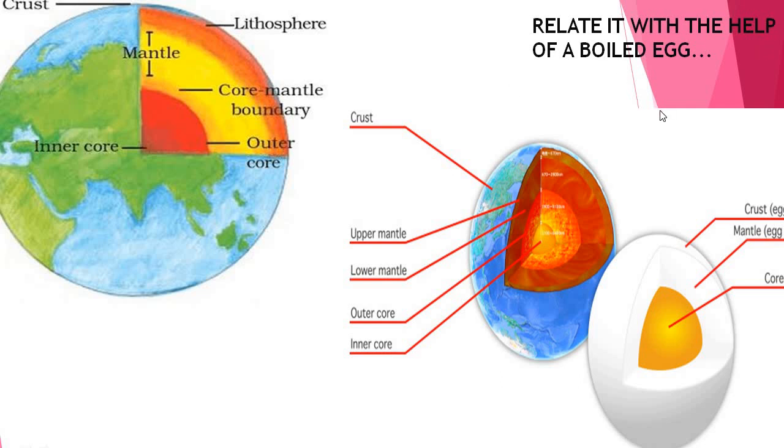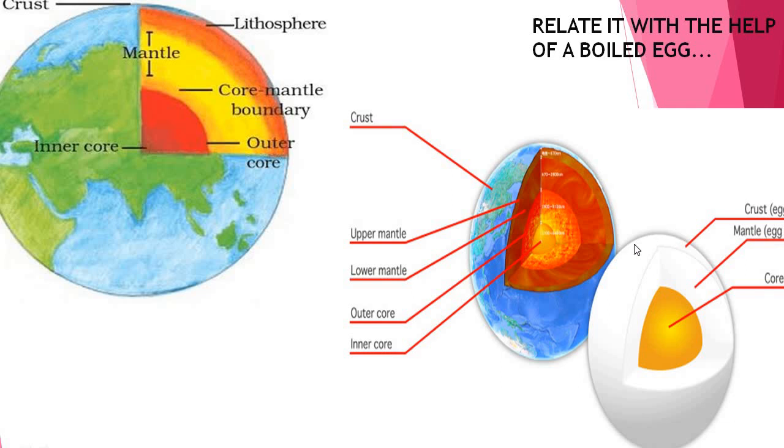Then just relate it, as I have given you the example, with the help of a boiled egg. Here, this diagram shows the structure of the earth, the layers of the earth with the help of the boiled egg. In the boiled egg also, we have three layers. The first one, the shell of the egg, and the second one, the white part. And the third one, which is the yolk, the innermost.